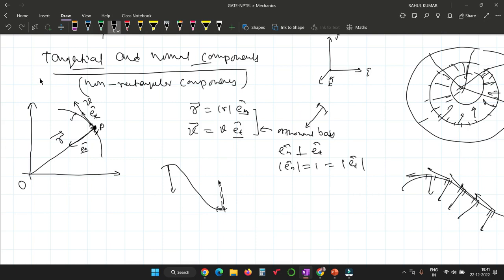Maybe the curve is like this. So for this arc, En is like this. So where is it intersecting? It is not intersecting. I'm just putting a system. R is to be taken from a different reference point for each position.